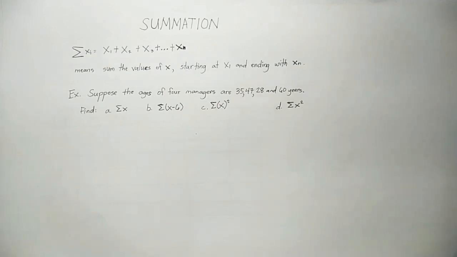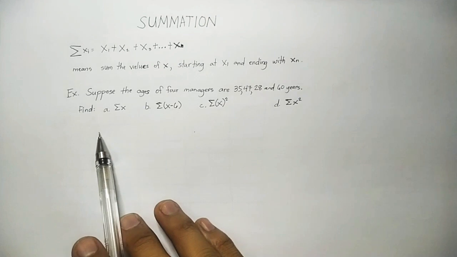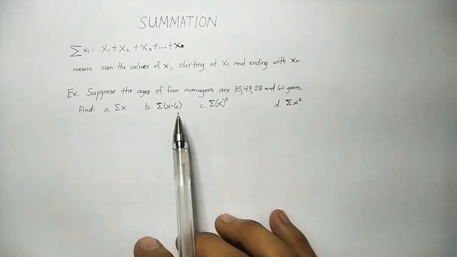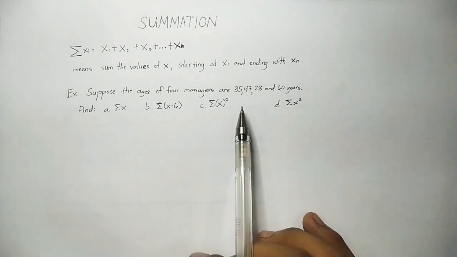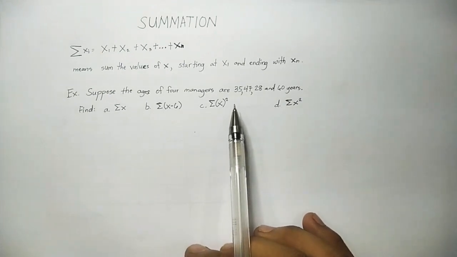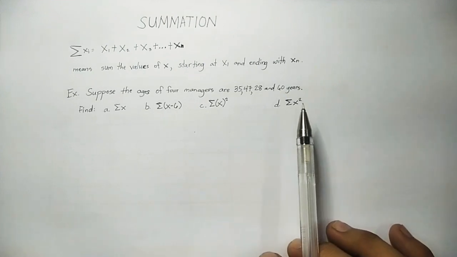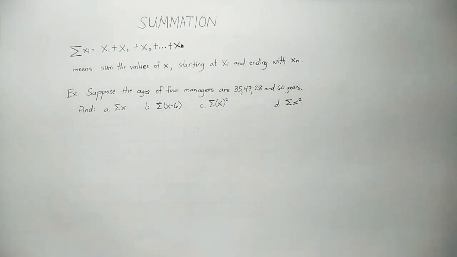Suppose the ages of 4 managers are 35, 47, 28, and 60 years old. Okay? So, find letter A, summation of x, and letter B, summation of x minus 6. Letter C is summation of x squared. Okay? Individually, squared natin. And letter D is summation of x, the quantity squared, or the total squared.